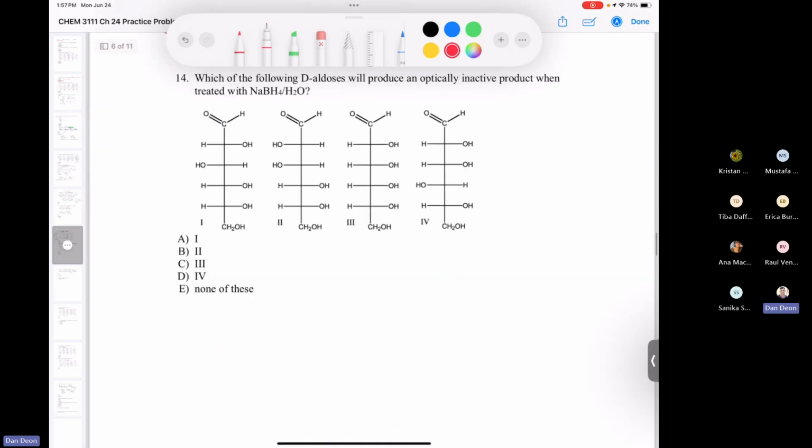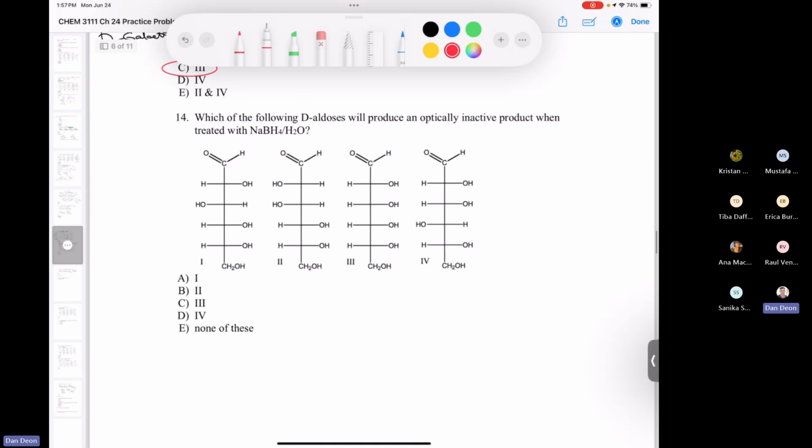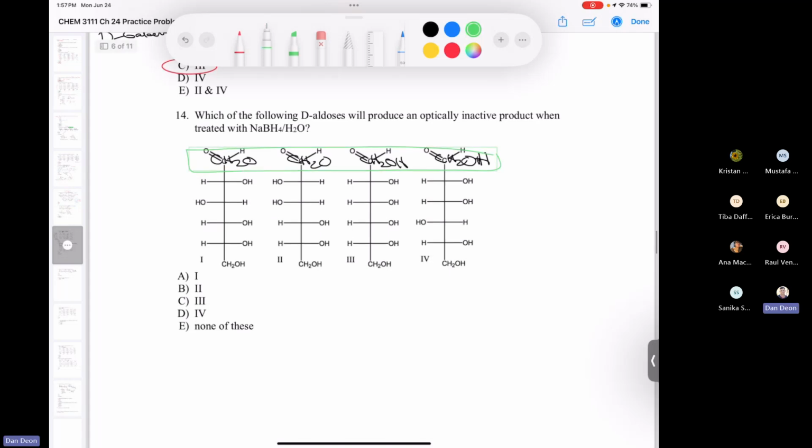All right, number 14. Which of the following D-aldoses will produce an optically inactive product when treated with sodium borohydride in water? So what that's going to do, that would convert any of these carbonyls into an alcohol. So if I just kind of scribble over top of them, CH2OH, just to put it in your mind's eye, okay? If all these tops are identical to all of the bottoms down here, well, which one would end up being optically active? Well, we're looking for a compound that would be meso. And so the answer is going to be number 3, right?